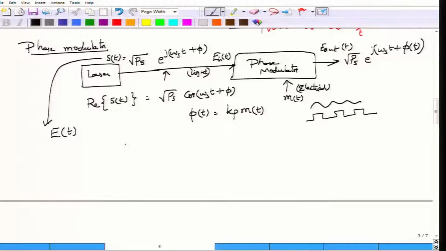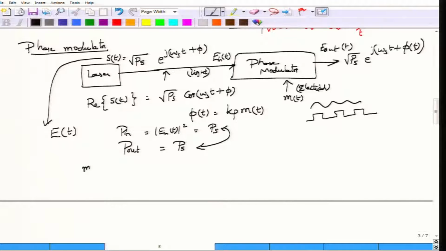Now, if you look at it, the output power will be equal to the input power. Why? The input power, which is obtained by taking the electric field magnitude square in some normalized sense, will be equal to Ps. Similarly, P out would be obtained by taking the magnitude of E out of t squared, which will again give you Ps. So, this is a lossless optical phase modulator.